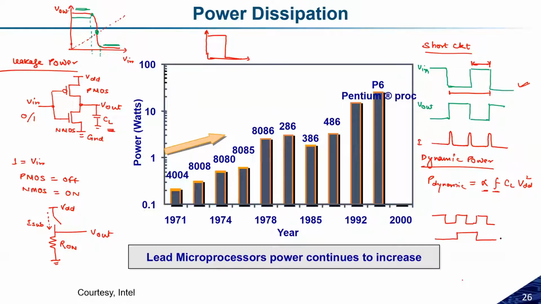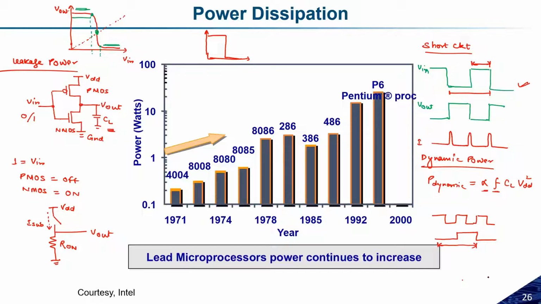Okay, so if the output is something like this, what it means is the activity is not so high. Here, if you see, per unit time period, the activities are less. So if the activities are less, the transition will be less. The transition will be less means this activity factor will be reduced.